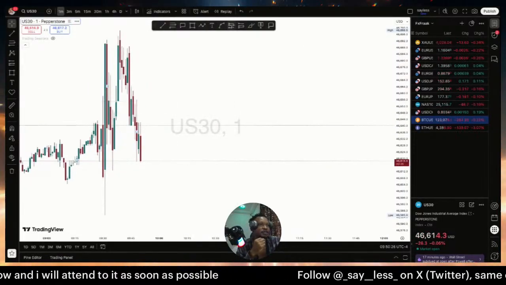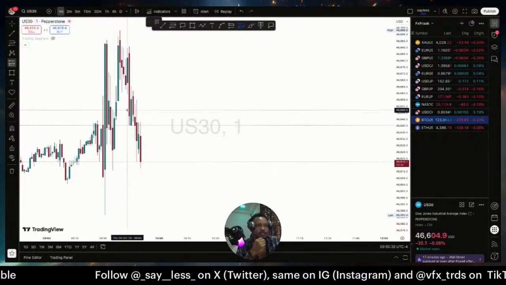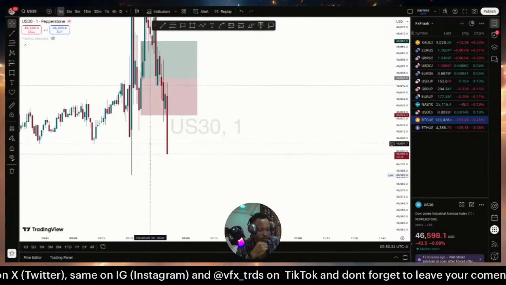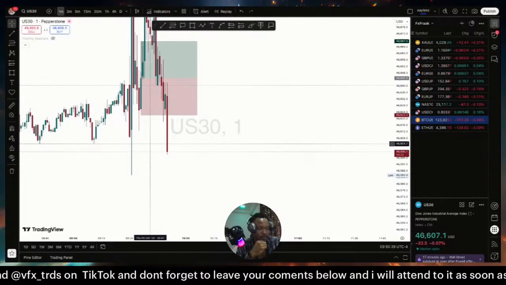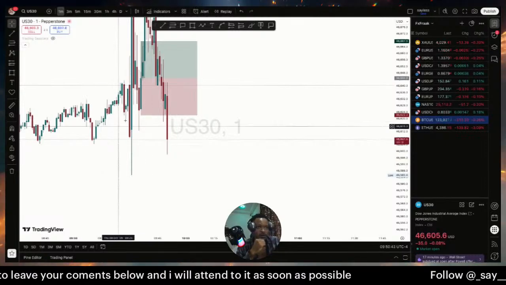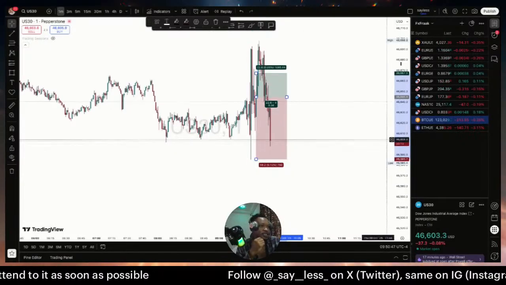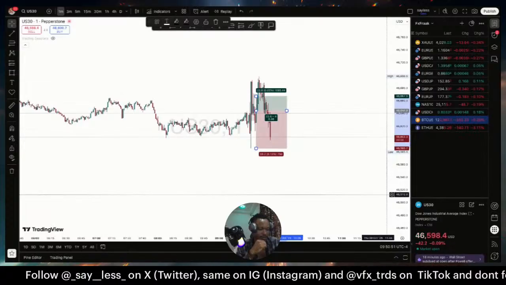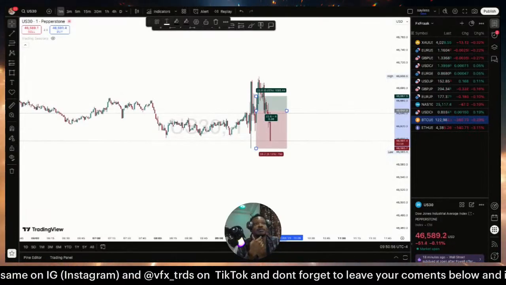I believe my entry for the buy was somewhere around here. So I'm currently in a drawdown. Oh boy. Okay. My entry was somewhere around there. Stop loss is below here. So there's a high chance I'm getting cooked. All right. Took a loss on that one.